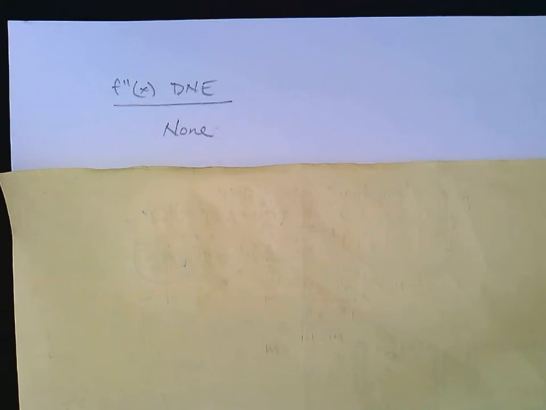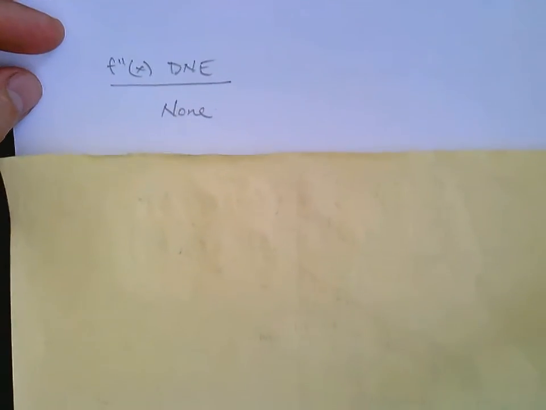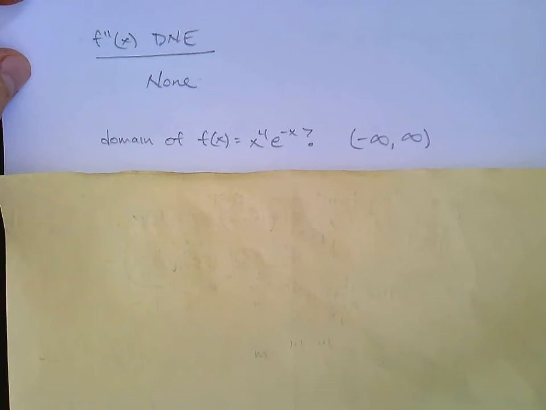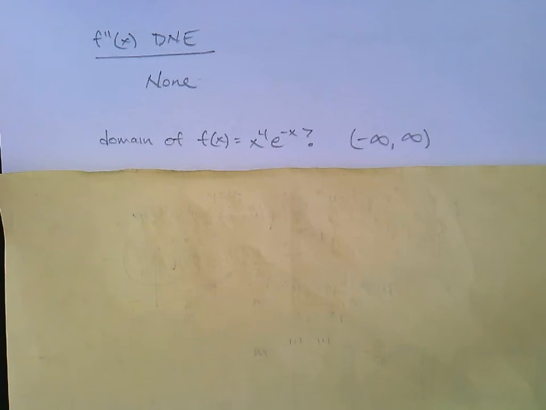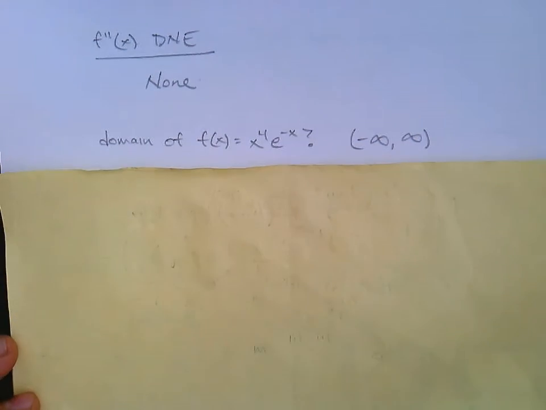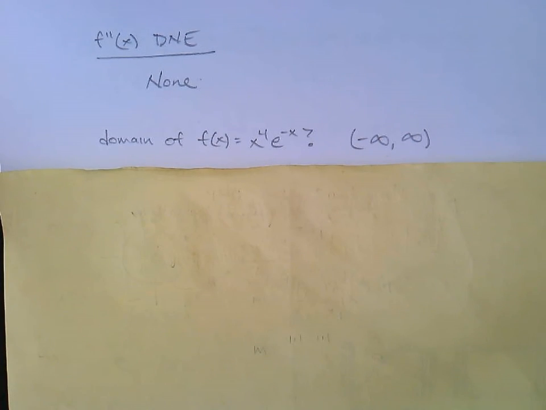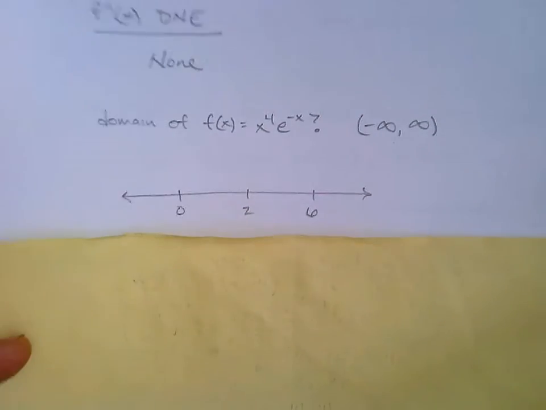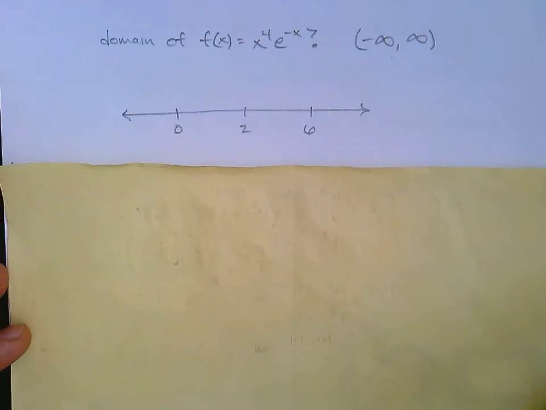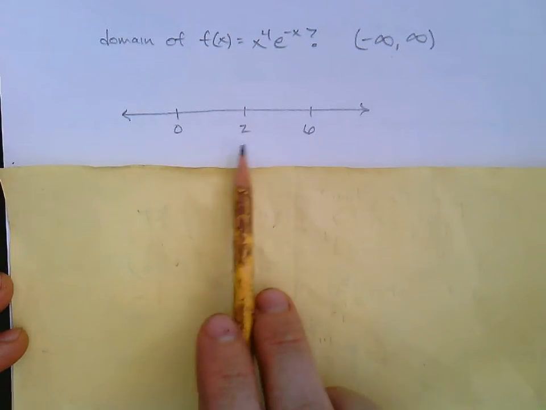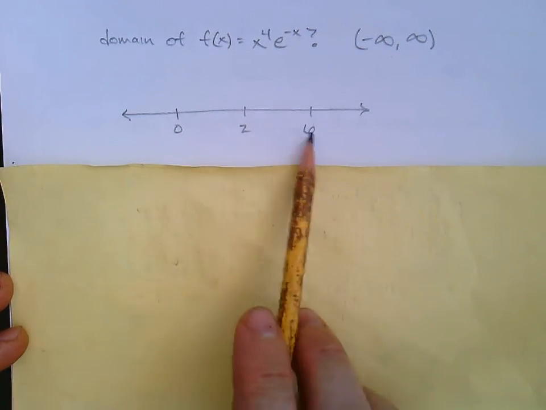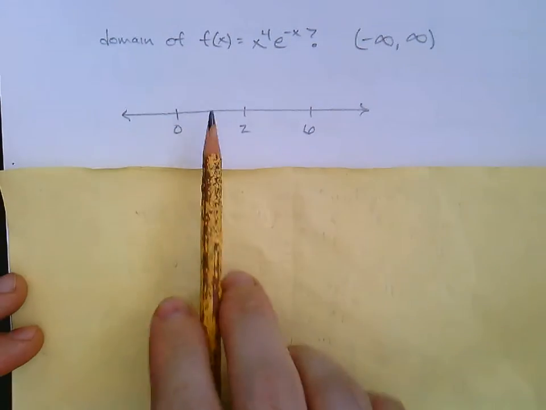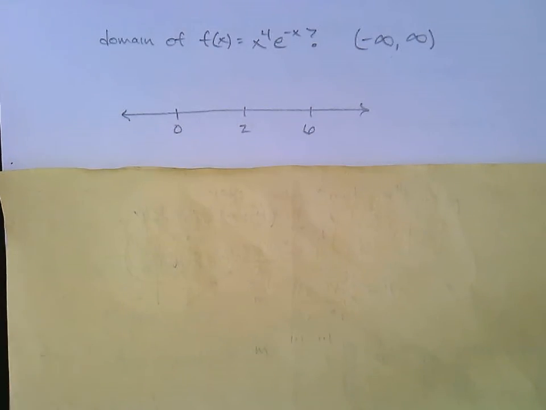Okay, so we came to, hey, there are no values of x where our second derivative does not exist. So we need to consider, hey, what's the domain of our original function? X to the fourth e to the negative x. Again, it's negative infinity to infinity. So we're going to mark those three criticals that we found on that number line, 0, 2, and 6. Just make sure they're in the right order, but they can be equally spaced. That's no problem.